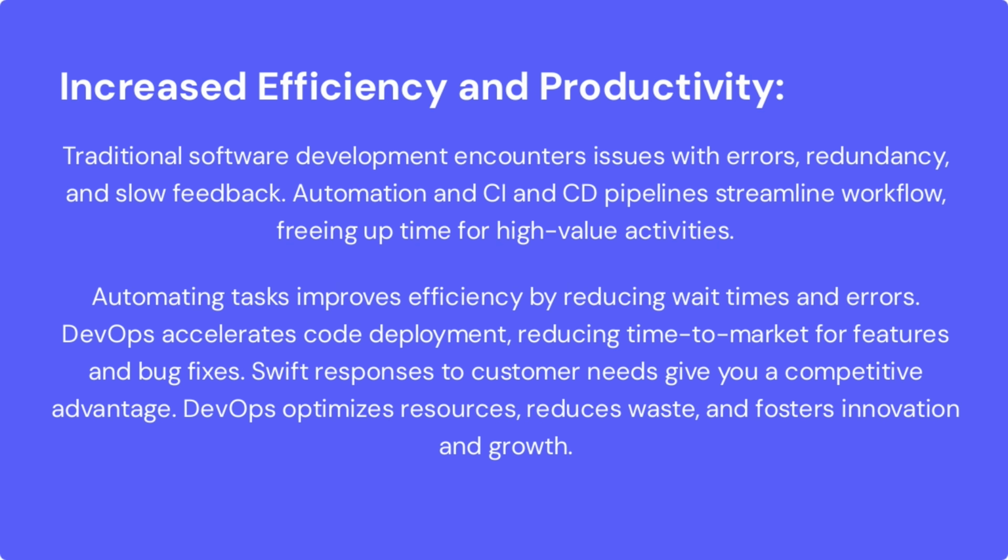Increased efficiency and productivity. Traditional software development encounters issues with errors, redundancy, and slow feedback. Automation and CI and CD pipelines streamline workflow, freeing up time for high-value activities. Automating tasks improves efficiency by reducing wait times and errors. DevOps accelerates code deployment, reducing time to market for features and bug fixes. Swift responses to customer needs give you a competitive advantage. DevOps optimizes resources, reduces waste, and fosters innovation and growth.